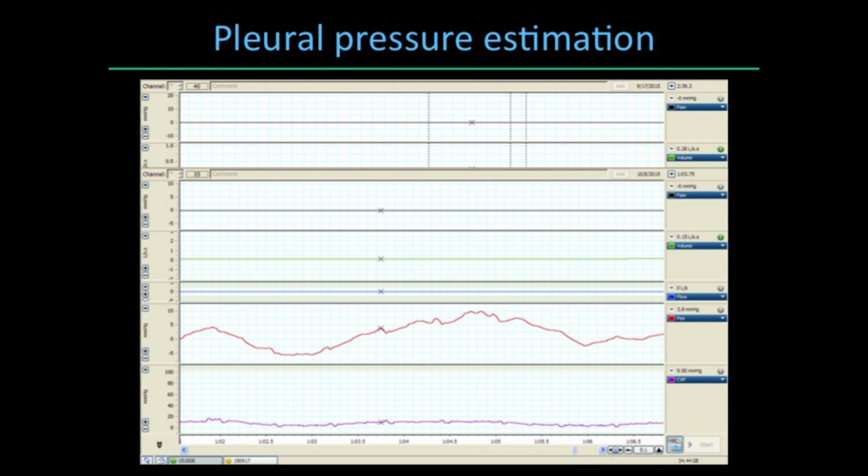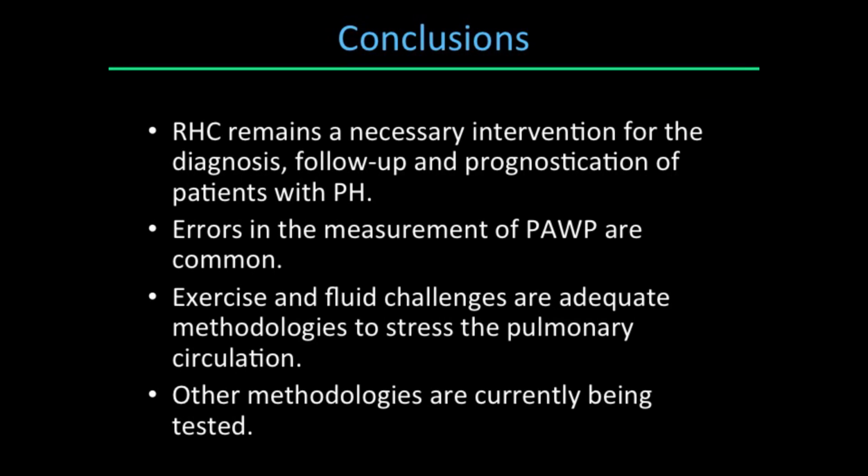Let me just show you one thing. We're also putting a balloon in the esophagus to measure the pleural pressure, because we have noticed that particularly in patients with obesity or COPD, the pleural pressure increases, and that may falsely increase your wedge and your pulmonary pressure. In that case, we measure the pleural pressure and we adjust the mean pressure of the wedge by subtracting the pleural pressure from its number.